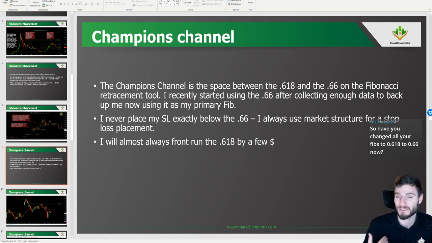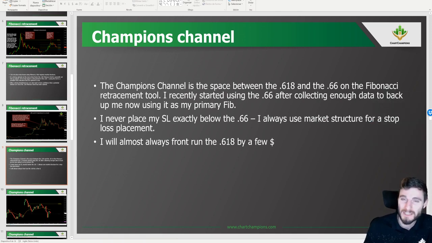Hence, once I've identified an edge, once I have statistics to back it up, obviously I've been testing it for a while, and I didn't want to release it publicly and tell everybody in the group to use it until I had confidence in it myself. So I had the confidence, I had the data to back it up, hence why I now teach using it. Just another note: I would never place my stop loss below the 66.